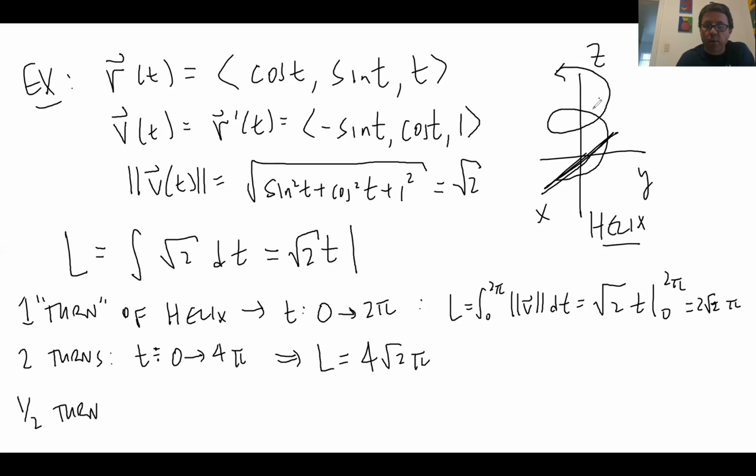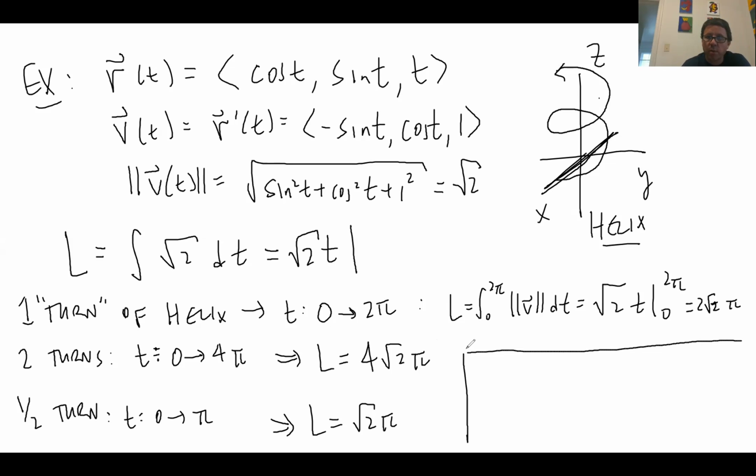If we wanted to do just 1/2 of a turn, so don't go all the way around, just go half, so now we're in the back of the spiral, then the t would just go from 0 to pi, and the length would just be half. So we'd be plugging in 0 and pi, and we would just get the square root of 2 times pi. So you've got 3 different things which we just plugged into the square root of 2 t, all without redoing the integral over and over. So we have a formula for it.